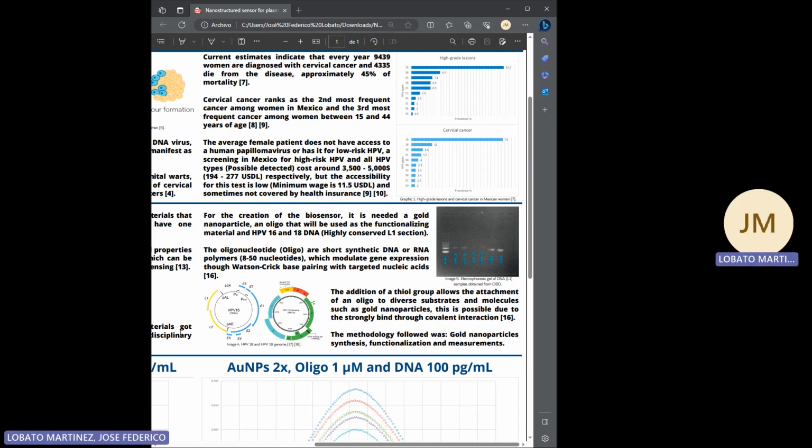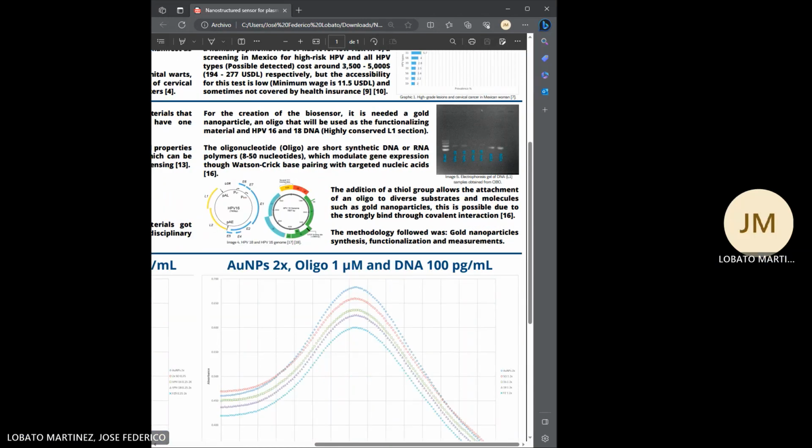For the functionalization, we call it functionalization when we add the oligo to the gold nanoparticles. For this, the oligo needs to be modified with a thiol C6 linker. The addition of the thiol group allows the attachment of an oligo to diverse substrates and molecules such as gold nanoparticles. This is possible due to a strong bond through covalent interactions.